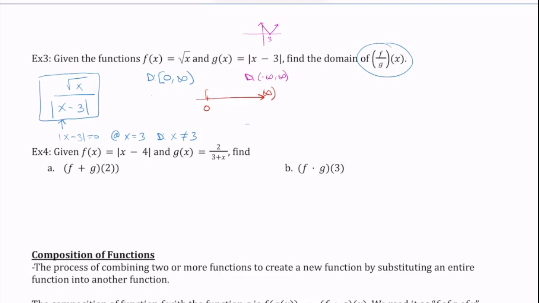But I also have to exclude another number. I also have to exclude the number 3. Number 3 cannot be in there. So I'm going to go from 0 all the way to 3, then jump over 3 and go from 3 to infinity. So here we go. My domain is from 0 to 3, not including 3, jump over to 3, it's my union, start on the other side of 3, so 3, and then go into infinity, and parentheses.